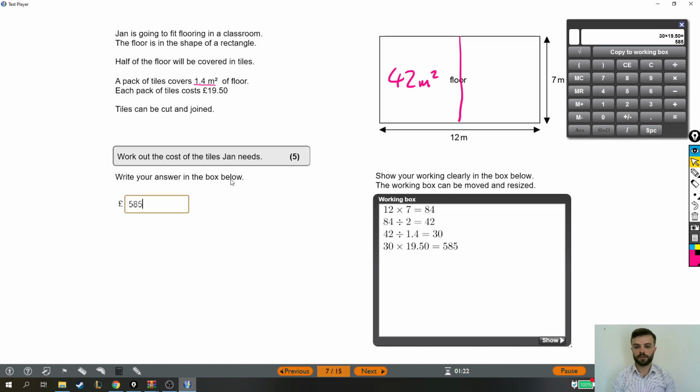Great, cool. So that's not actually too bad. 5 marks is a really big question. It's really good to be picking up those marks, and even if you weren't sure how to finish that question, hopefully we are at least able to find the area of that rectangle, half it, and maybe do something with the cost, even if we weren't sure how to work out how many packs of tiles. It's a really important skill to be able to pick up some marks on big questions, even if you don't know how to finish it.